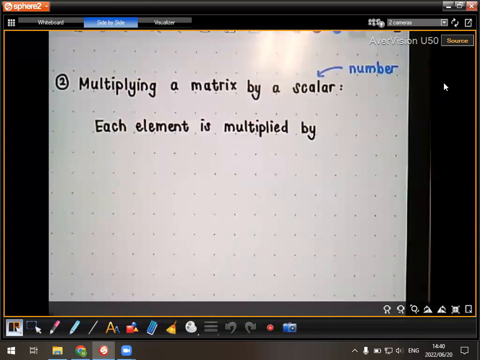Okay, multiplying a matrix by a scalar. I'm just writing here. This is just a number.